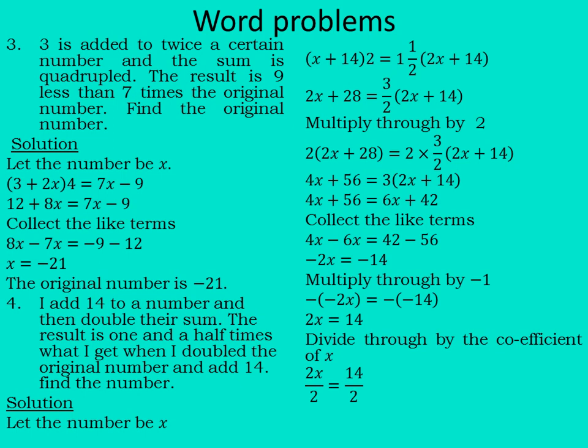So we have 2x divided by 2 is equal to 14 divided by 2. So we strike out the 2, that is 2 divided by 2, that will give us 1, and also on the right hand side 14 divided by 2, that will be 7. So we have x is equal to 7 and the number is 7. So the number I add 14 to, as the question reads, I add 14 to a number and then double their sum. So that number is 7.